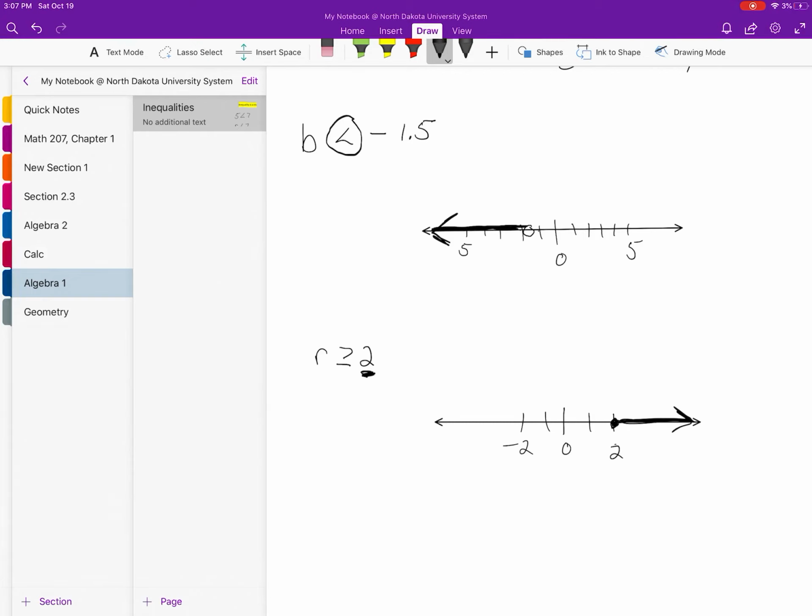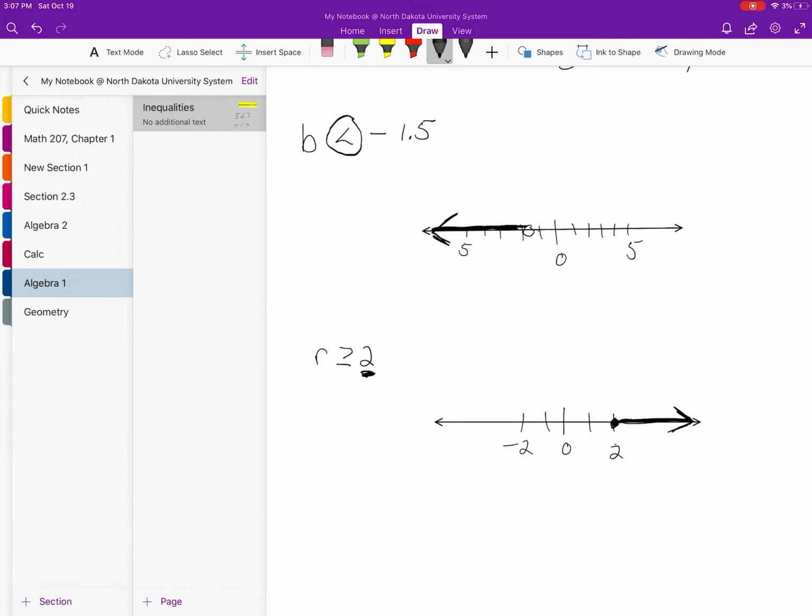And in this case, we're going to go in the positive direction because our solution set is everything greater than 2 or equal to 2. So it's 2 and everything bigger than 2. Okay, so that's how we graph them.